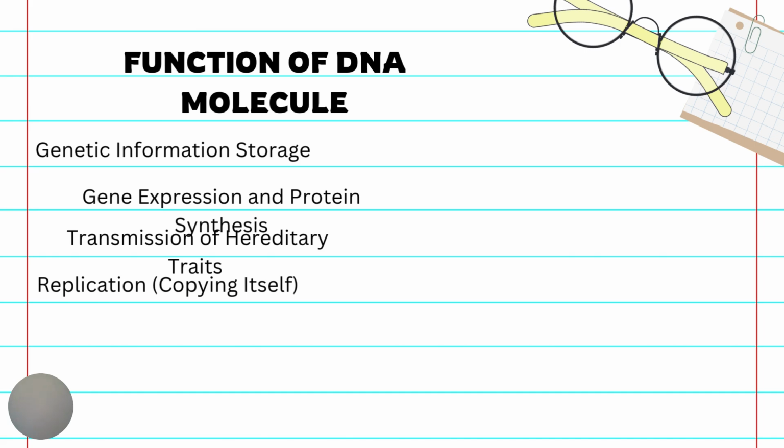Transmission of hereditary traits is more or less the same thing. The traits from your parents, from your mom and your dad: you might have your mom's eye color, you might have your dad's ears, you might have your mom's nose. So it's responsible for that as well.